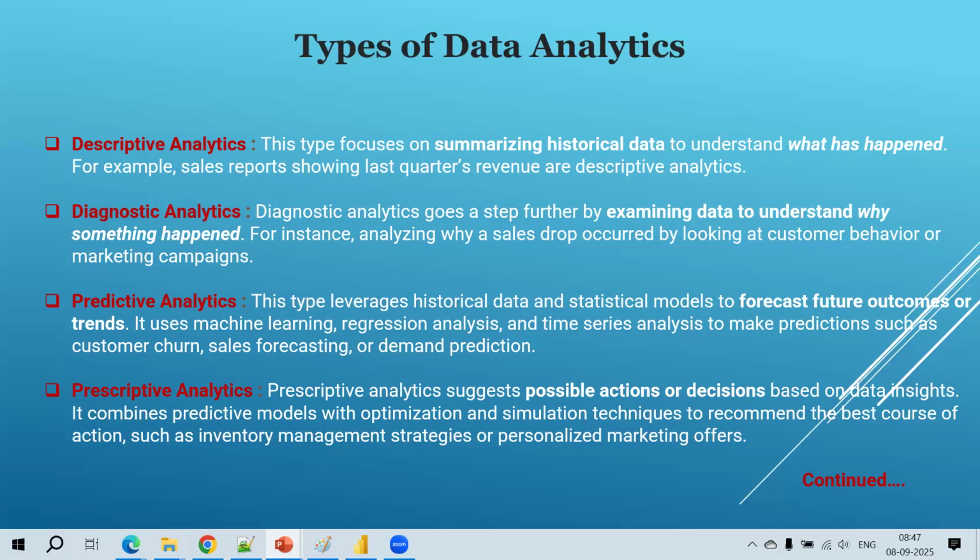In 2021 it was 1%, 2022 10%, 2023 15%, and in 2024 it became 5%. Oh, there is a fall from 15 to 5%. Why did it happen? What is the reason for the sudden fall? That's what I'm trying to do here. Diagnostic analytics goes a step further by examining the data to understand why something happened. For example, analyzing why a sales drop occurred by looking at customers' behavior or marketing campaigns. Did we stop marketing campaigns?